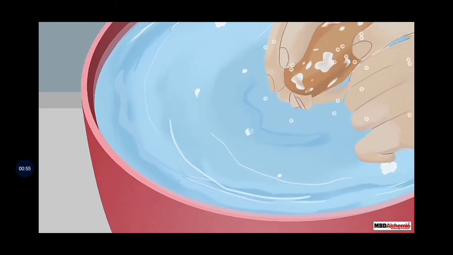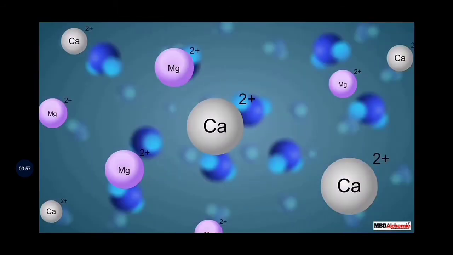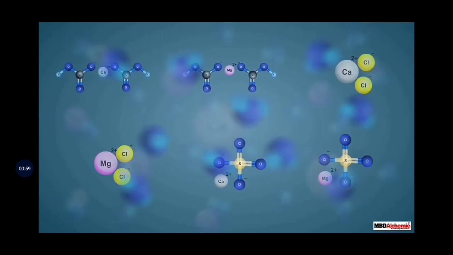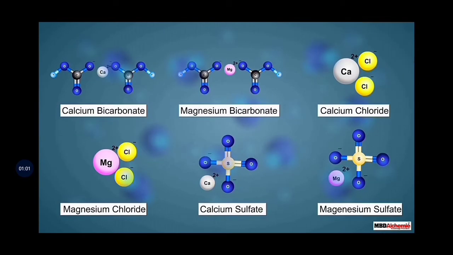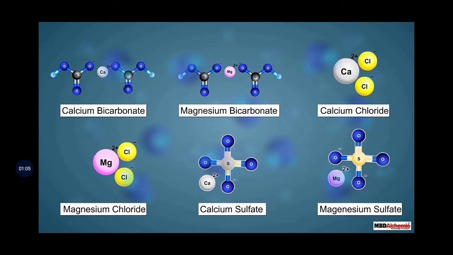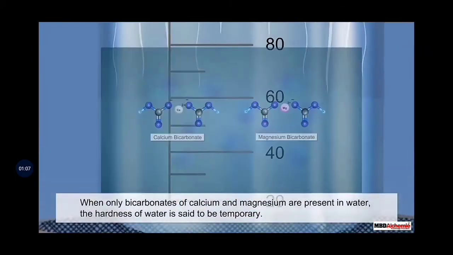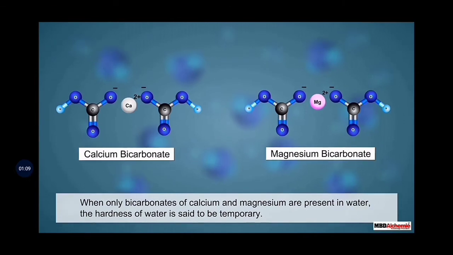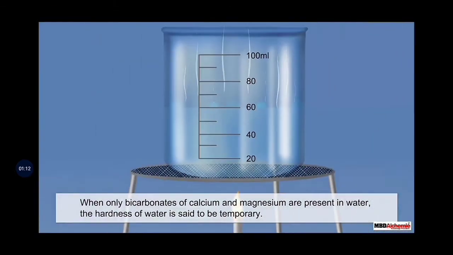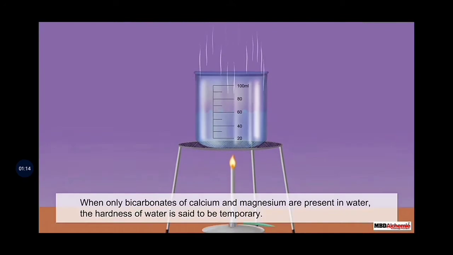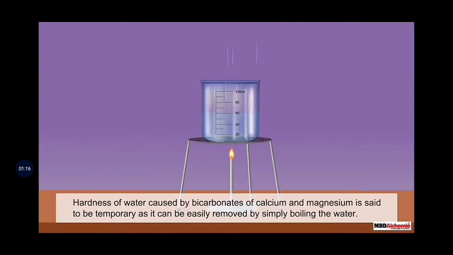Calcium and magnesium ions in hard water are present as the soluble salts of calcium and magnesium, which may be their bicarbonates or chlorides or sulfates. When only bicarbonates of calcium and magnesium are present in water, the hardness of water is said to be temporary. Hardness of water caused by bicarbonates of calcium and magnesium is said to be temporary, as it can be easily removed by simply boiling the water.